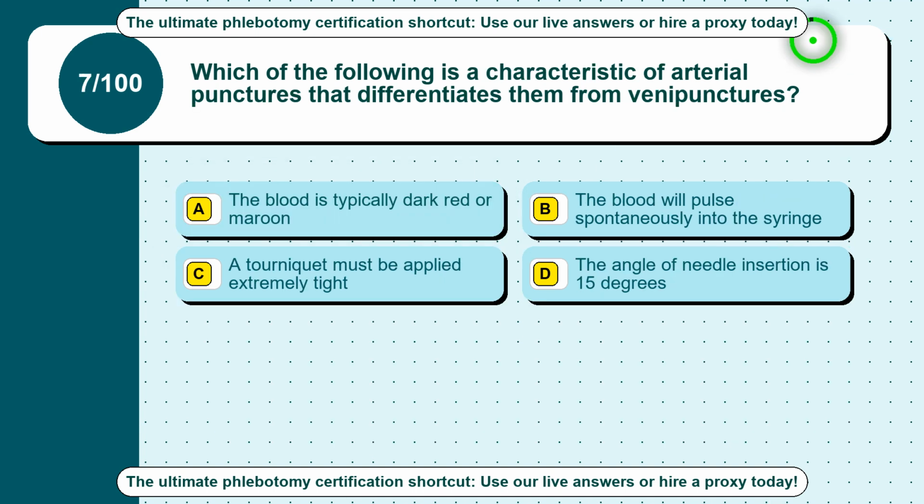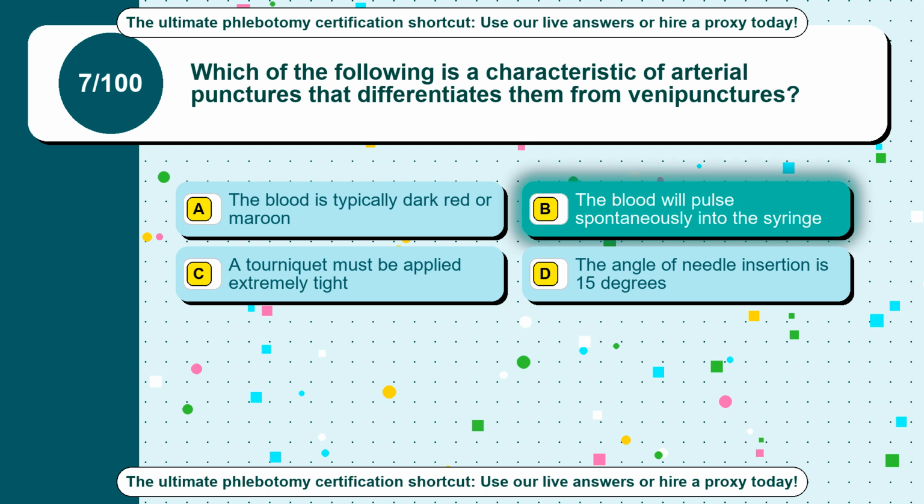Question 7. Which of the following is a characteristic of arterial punctures that differentiates them from venipunctures? Option A. The blood is typically dark red or maroon. Option B. The blood will pulse spontaneously into the syringe. Option C. A tourniquet must be applied extremely tight. Option D. The angle of needle insertion is 15 degrees. The correct answer is option B.